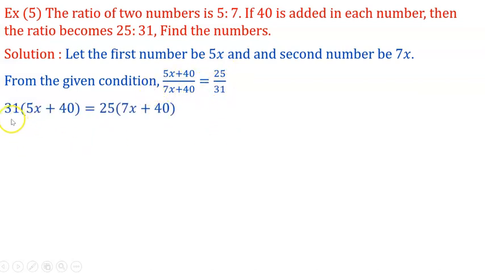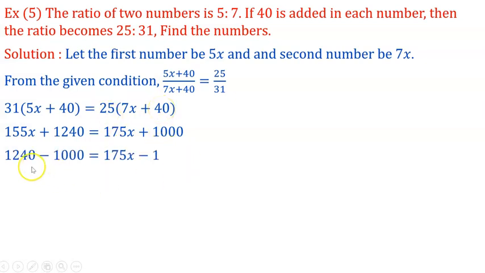After cross multiplication, you will get 31(5x + 40) = 25(7x + 40). Next, 31 into 5x, you will get 155x, plus 40 into 31, you will get 1240, and that equals 25 into 7x, you will get 175x, plus 25 into 40, you will get 1000. Next, 1240 minus 1000 is equal to 175x minus 155x.